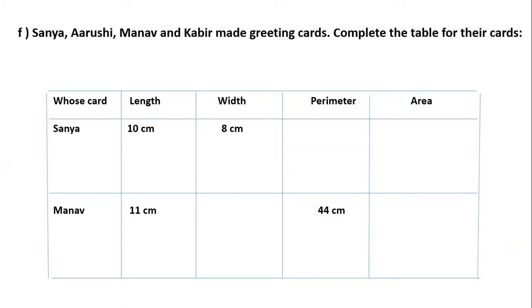What is L plus B? Where L is 11, 11 plus B is 22. So what is B? 11 plus something is giving 22. So B has to be 11 only. 11 plus 11 will become 22. So length is 11, breadth is 11. So what is area? 11 into 11.